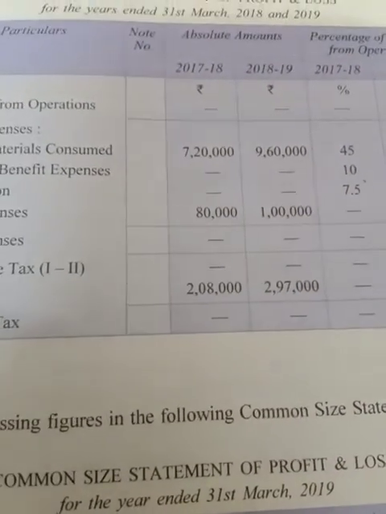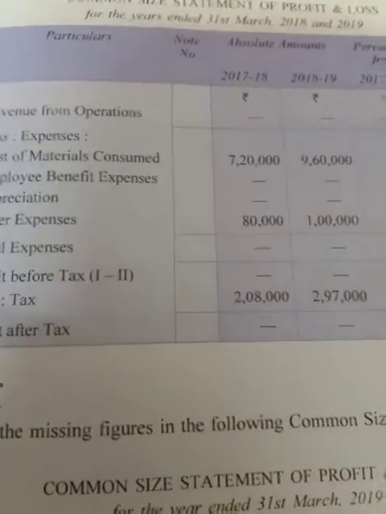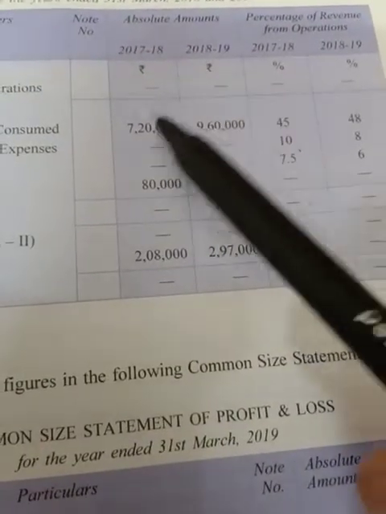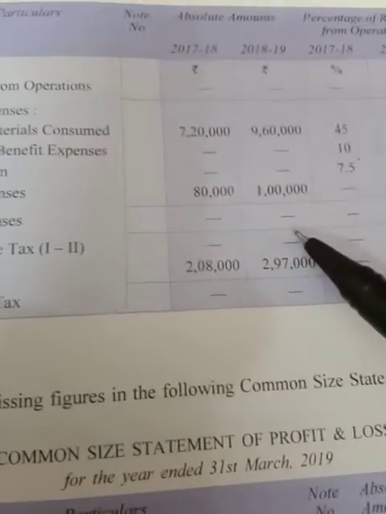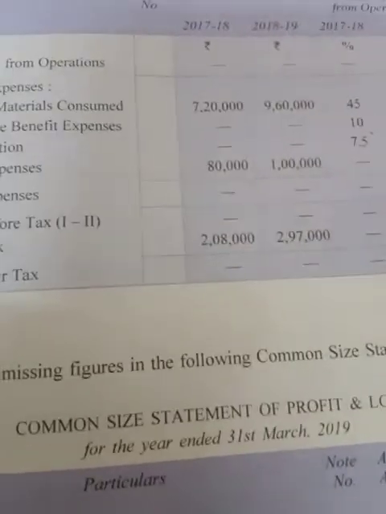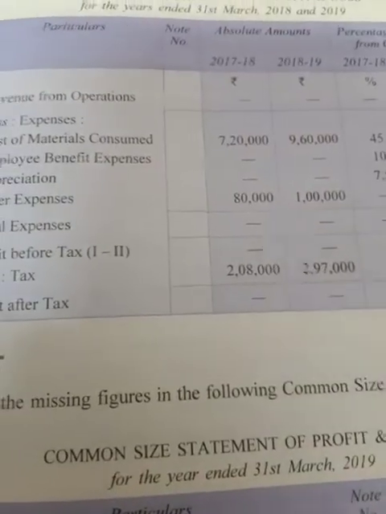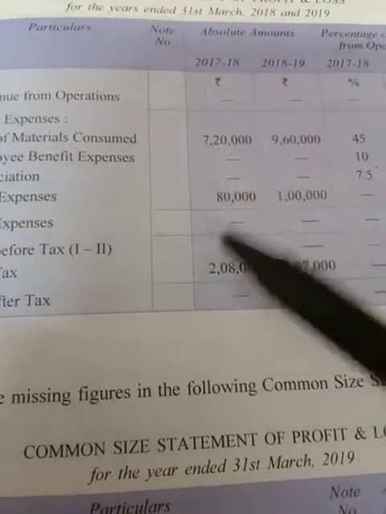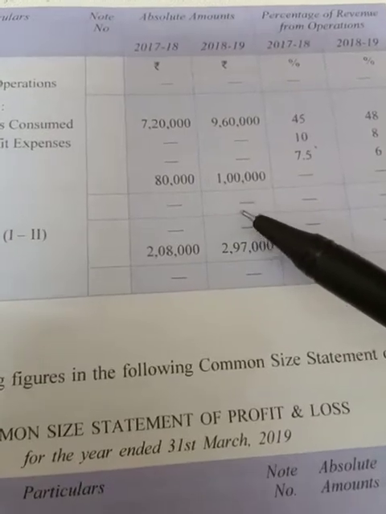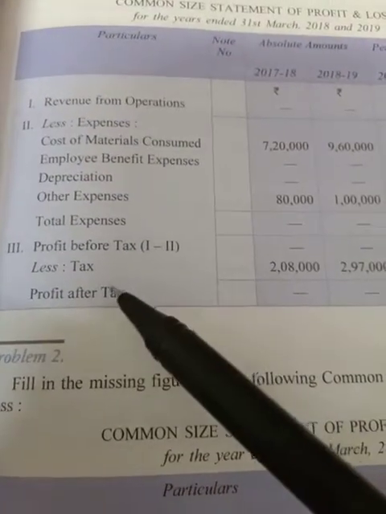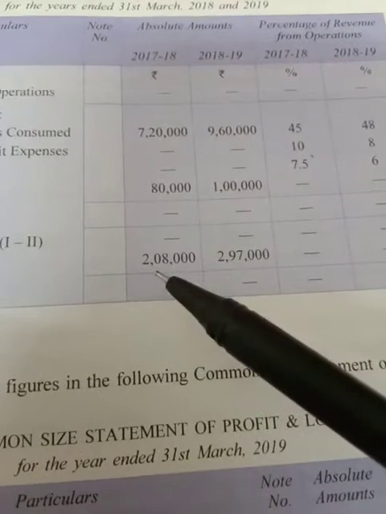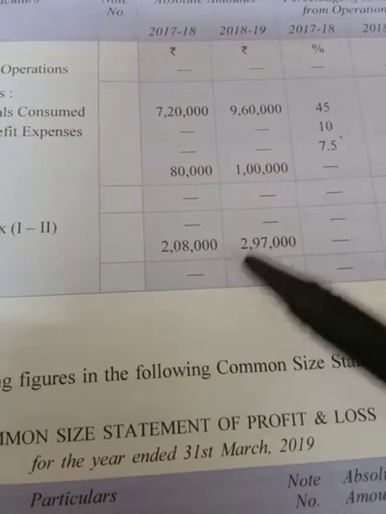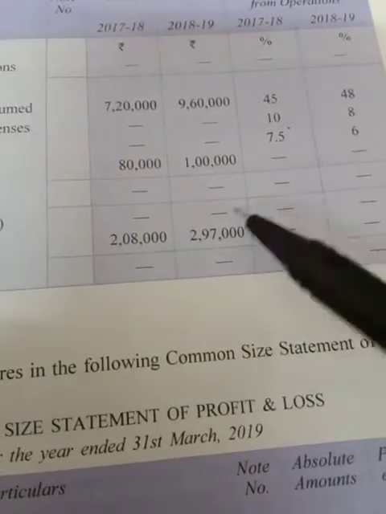The calculation part you have to do just below this statement, and you just put the items in the blanks. Total expenses, you can make the total, and then you will calculate the percentage for that total, because the total is also calculated in the same way: total expenses upon revenue from operation into 100. Now the tax part is there. You have to calculate 2,08,000 into 100 by 16 lakh, and you will get the percentage.